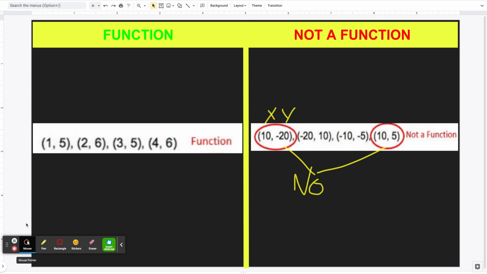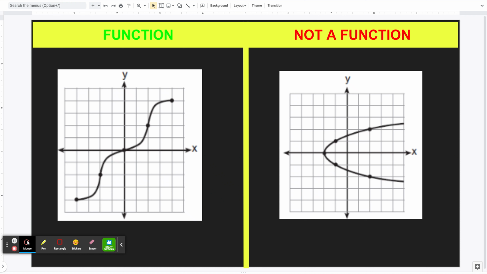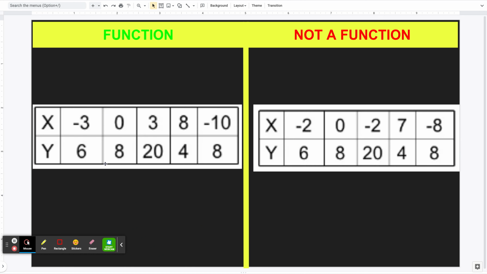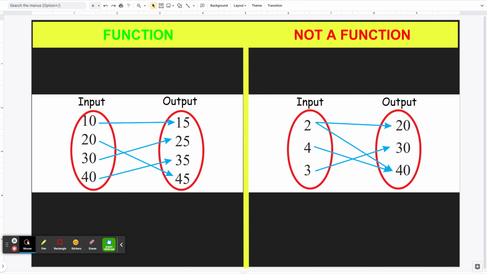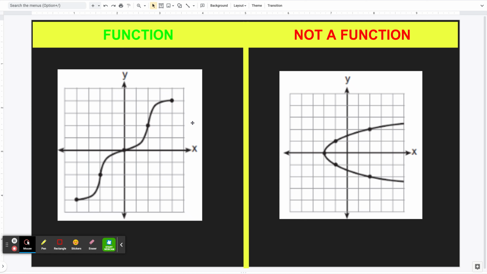So let me go back to this. You're also going to see it in the form of a graph. There are 4 ways we're going to see it: ordered pairs, this way is going to be a graph, we have a table, and then a mapping diagram. But it's all the same definition.